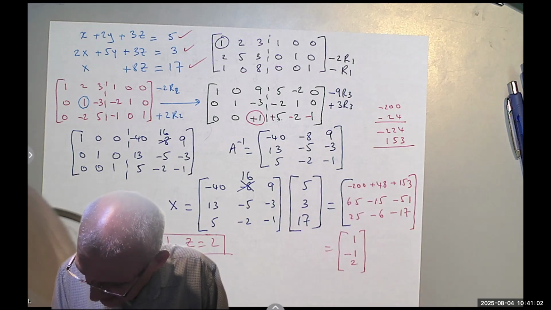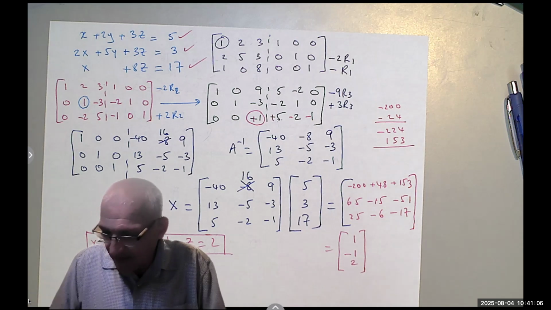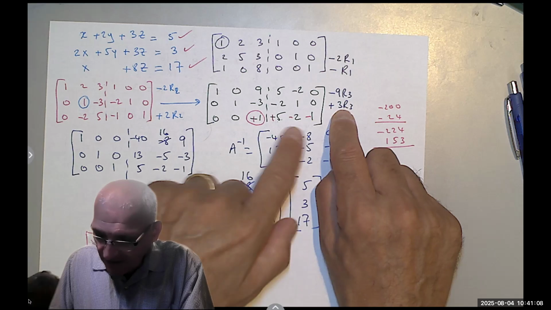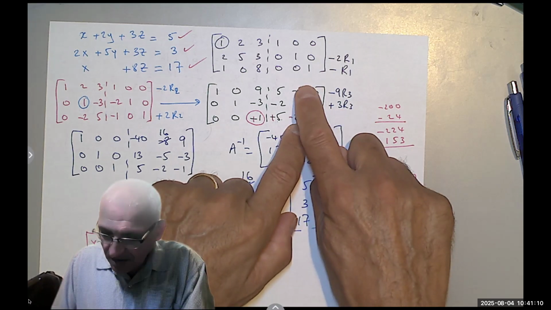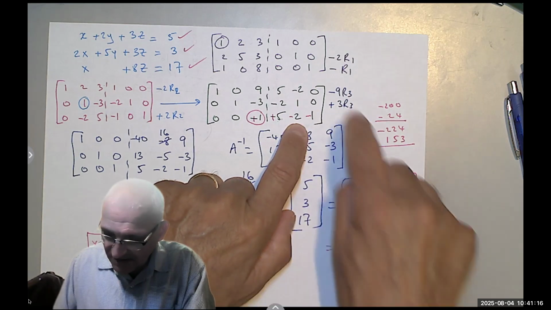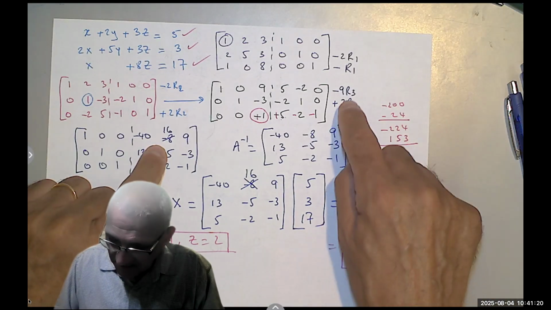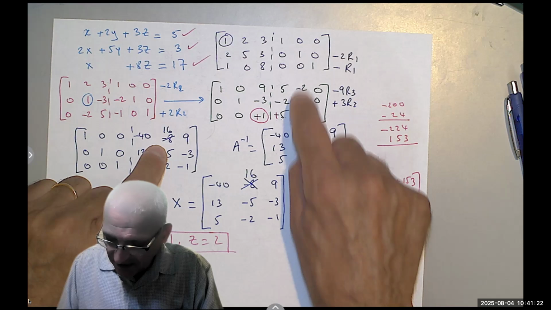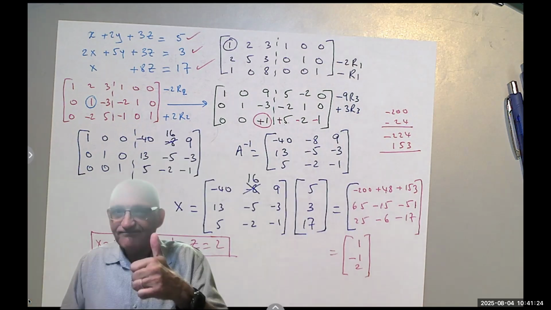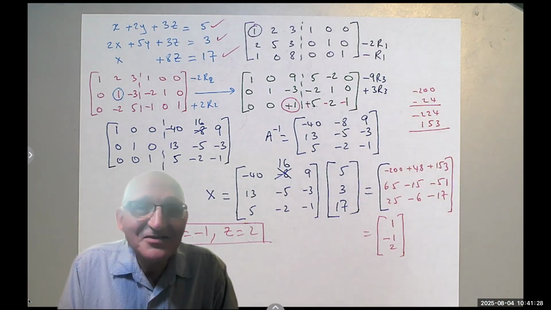In fact, oh, I see it now. I added 3R3 to R1, not -9R3 to R1. I used this instead of that. I don't know how it happened, but when you multiply 3 by -2, you get -6 minus 2 is -8. Yeah, I'm getting old.